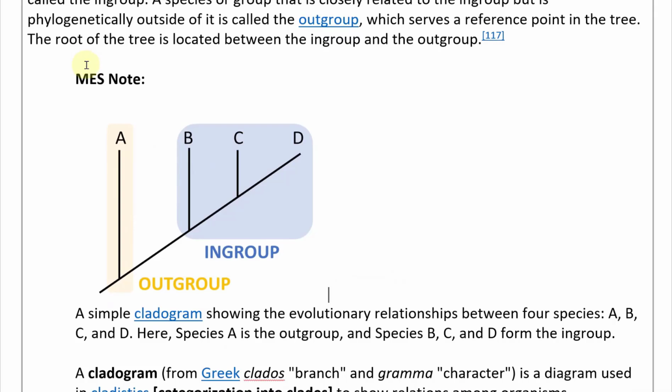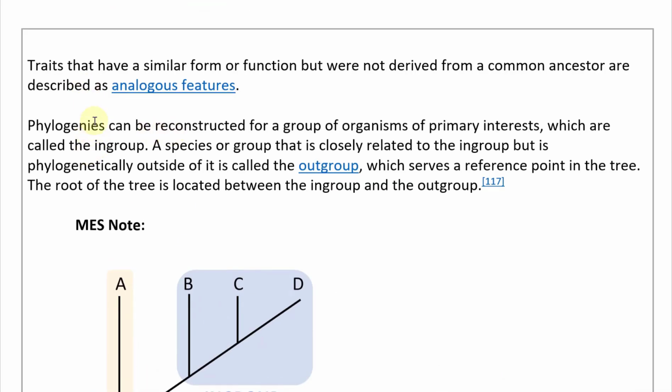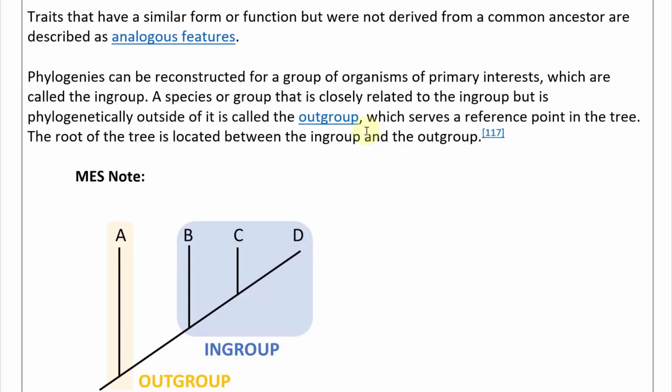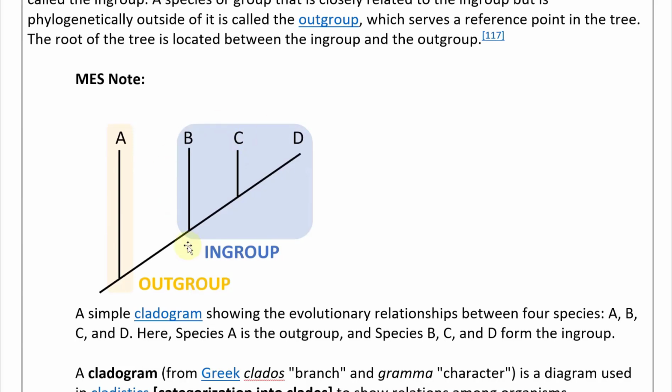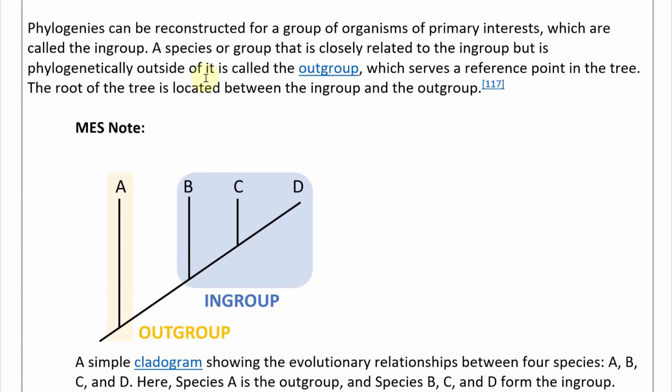So basically, going over this, phylogenies can be reconstructed for whatever desired classification that you want. So, for example, if you want a primary interest and you want to classify it, you classify this as the in-group right here. And if you have another related group, but it's phylogenetically outside of it, it's called the out-group right here.